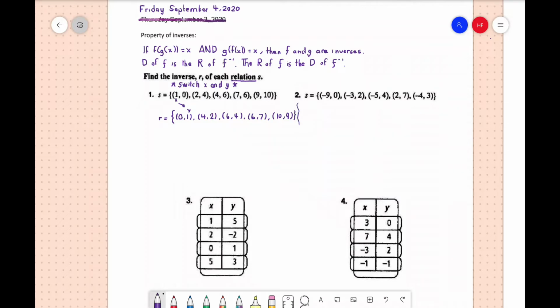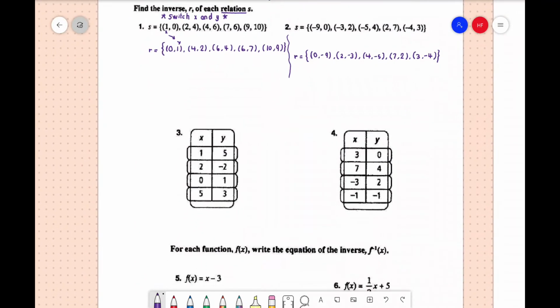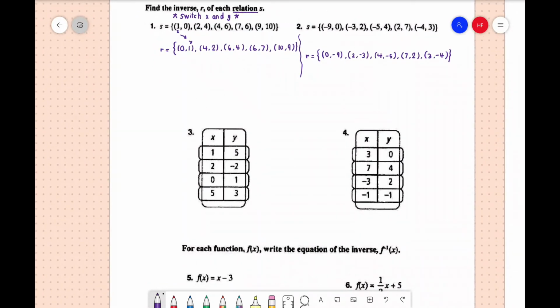Same thing with number 2. We're going to write the relation R, which is going to be the inverse of S. So we've got this set of points. All we're doing is switching the x and the y values. 2, negative 3, 4, negative 5, 7, 2, and 3, negative 4. So we switched our x and our y's to change our relations to their inverses.